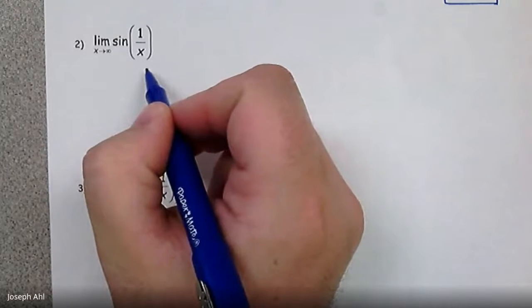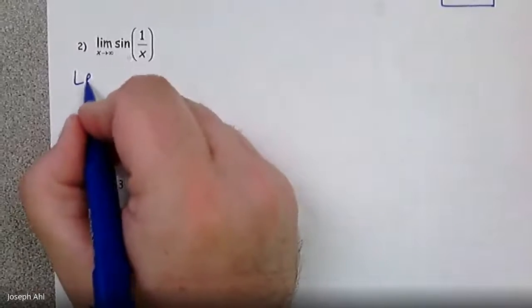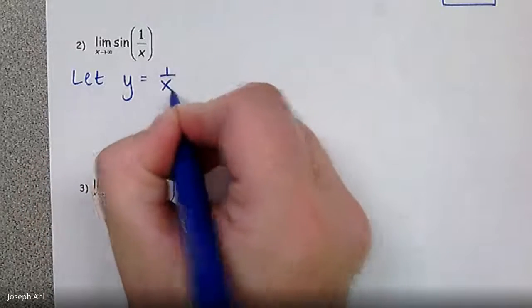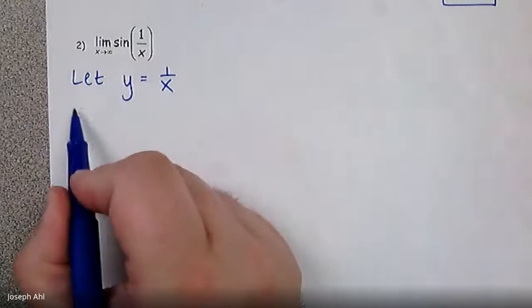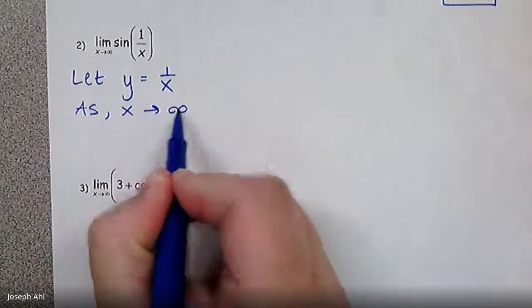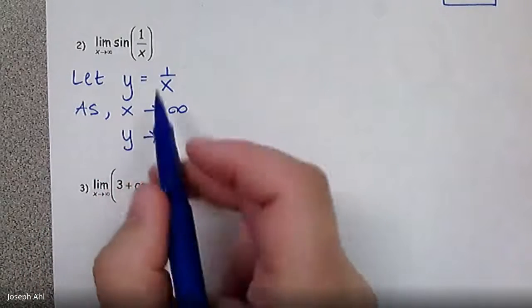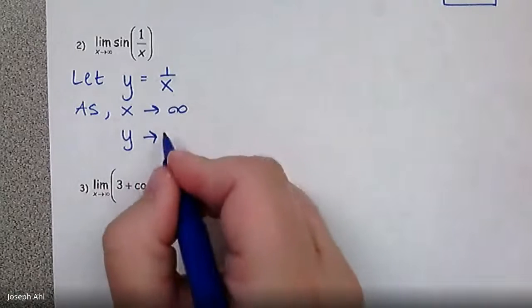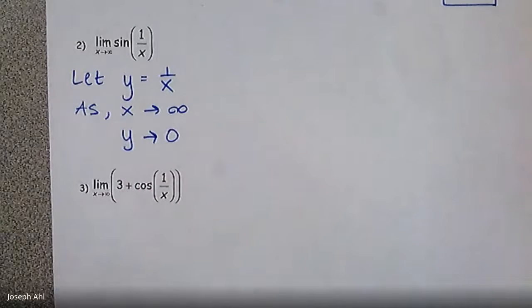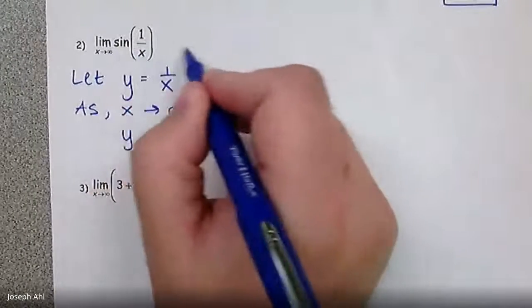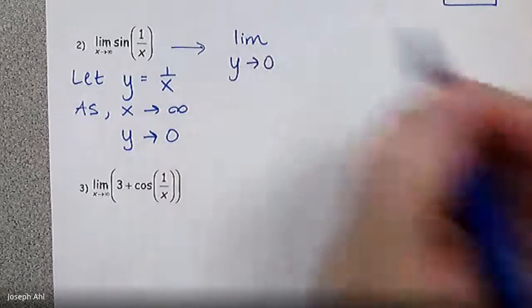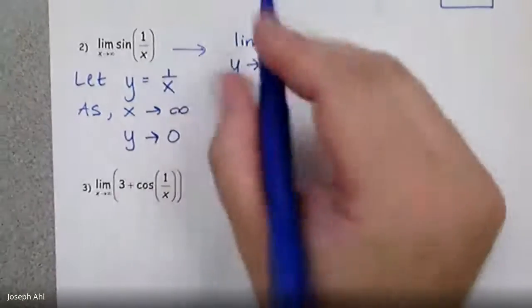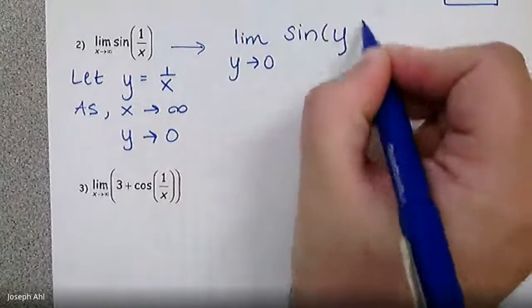So the way that we might be able to analyze this is actually by doing a quick let statement. Let's let y equal 1 over x. And if y equals 1 over x, we've determined that as x goes to infinity, what's y going to do? Well, as x gets bigger and bigger, y is getting closer and closer to 0. So we can actually change this whole problem to not the limit as x goes to infinity anymore, but we can replace it by saying, let's take the limit as y approaches 0. Remember, y equals 1 over x, so we can say for sine of y.